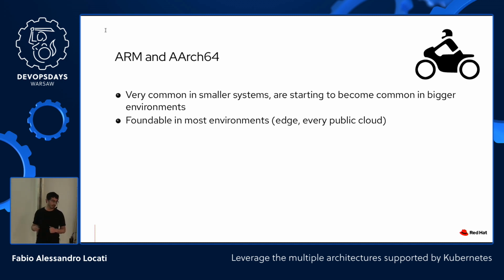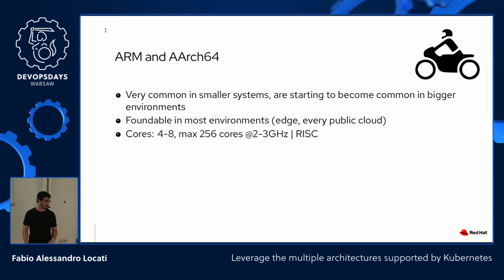ARM CPUs. Very often you will find them in the edge, but nowadays you can also start to find them in the data center. So for instance, on AWS, you can start to find Graviton instances, and Graviton is AWS's proprietary ARM processor. So effectively, we are starting to see more and more of those kinds of CPUs around.